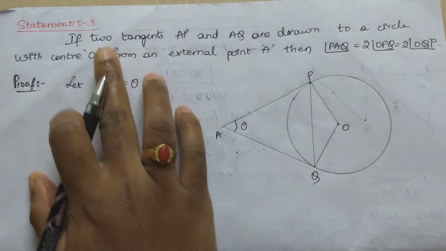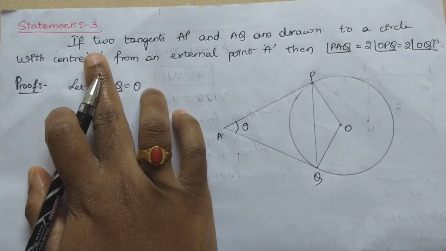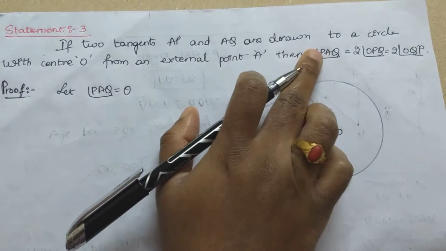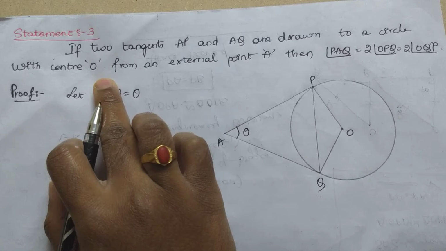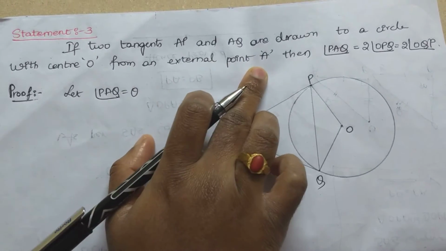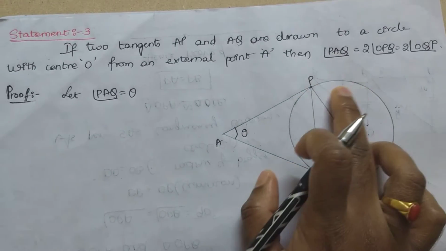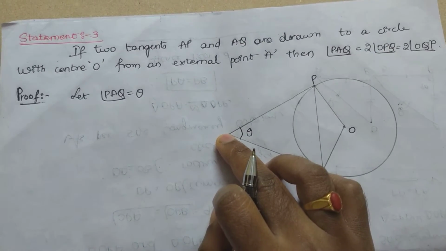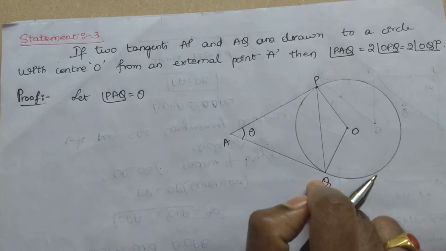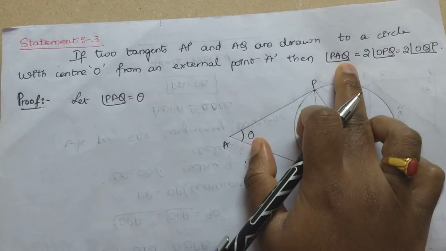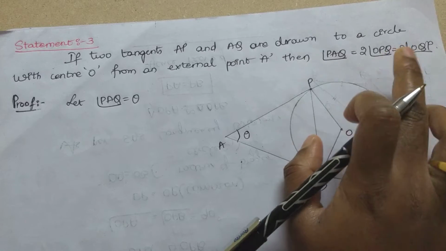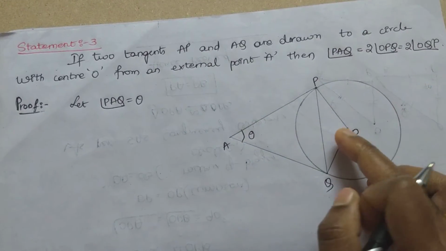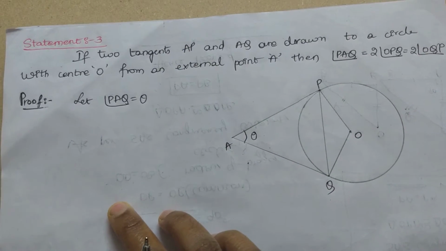Hello friends, let's see statement 3. If two tangents AP and AQ are drawn to a circle with center O from an external point A. So this is a circle with center O. From an external point, two tangents are drawn, one is AP, the other one is AQ. We need to prove that angle PAQ equals twice the angle OPQ equals twice the angle OQP.